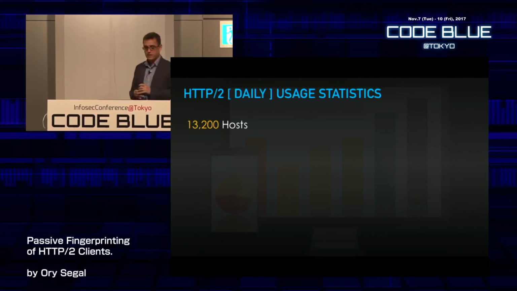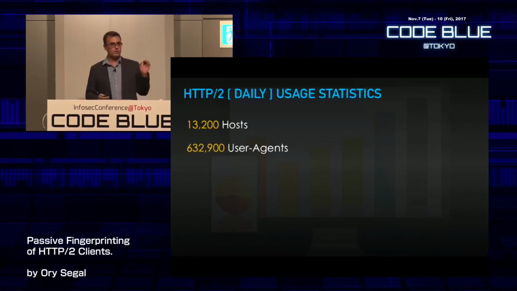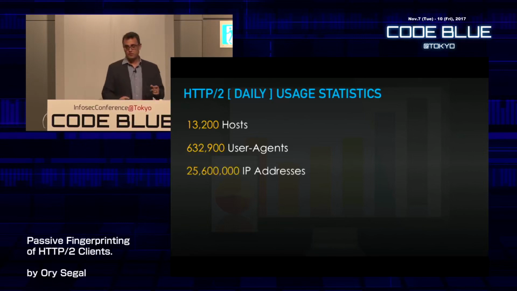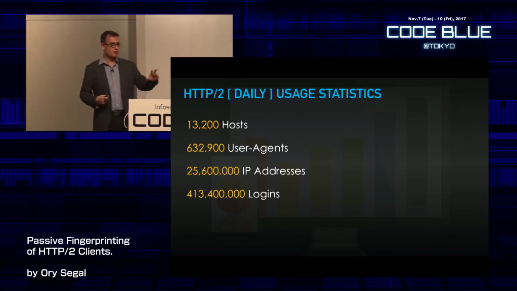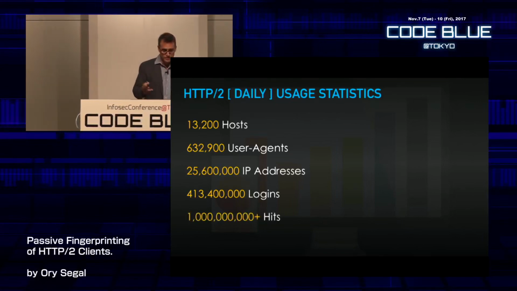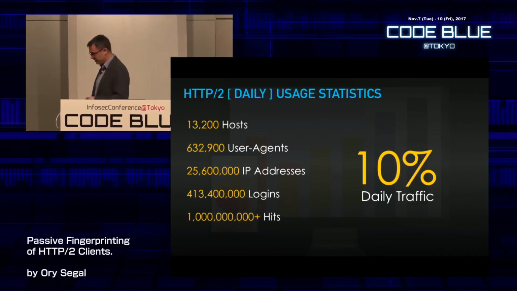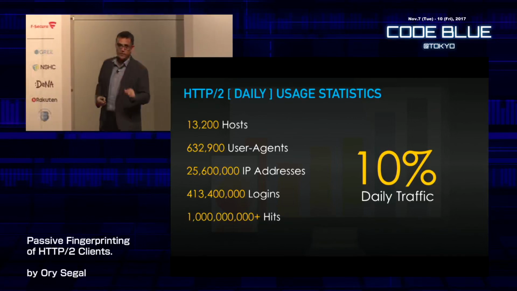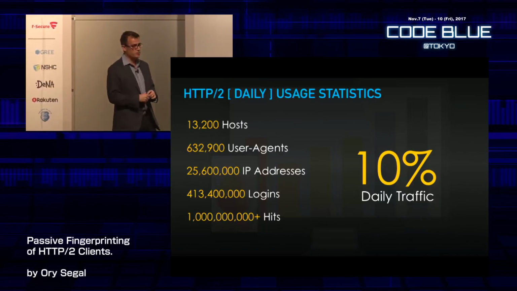In a normal day, we see about 13,200 hosts or applications using HTTP/2 today. Over 600,000 different unique user agents from 25.6 million IPs, doing about 413 million logins every day. And this all went into the research that you're now seeing, and over 1 trillion hits. So roughly, and this is only from our security data platform, we estimate that the amount of HTTP/2 traffic on the web today is about 10%.